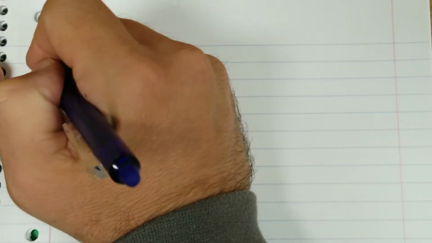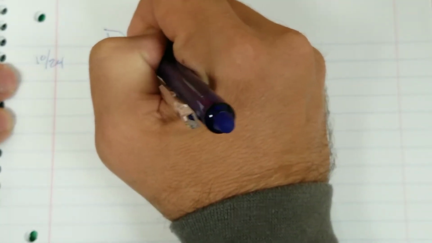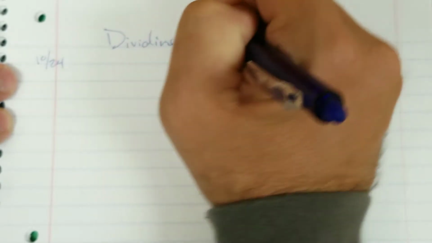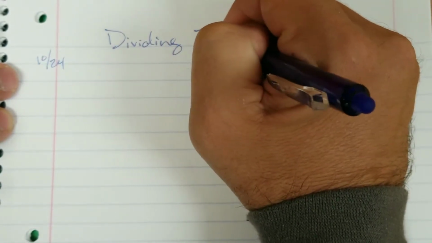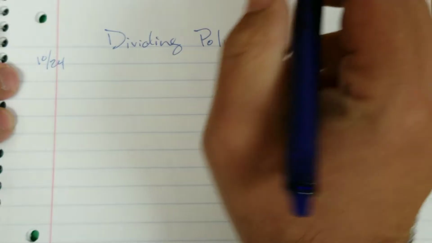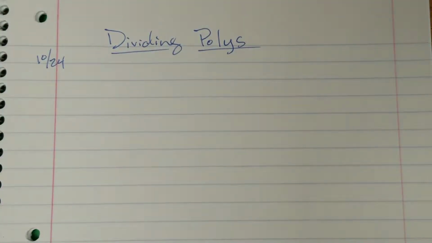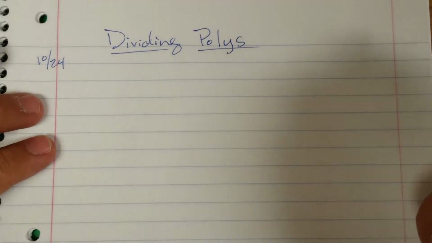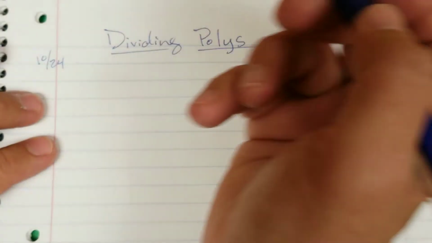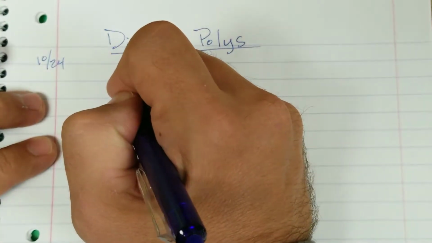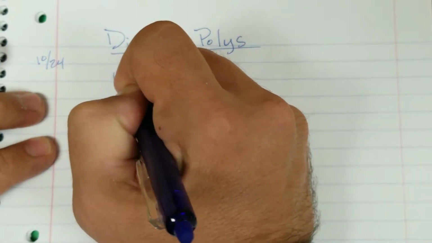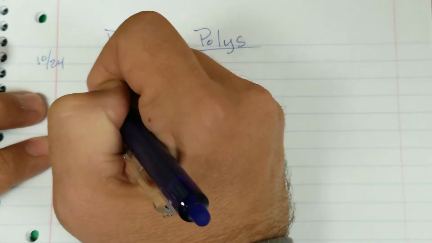Today we are going to work on dividing polynomials. You probably remember this from last year, but we're going to work on long division and synthetic division. So let's start with long division. Let's take just a normal division problem. Let's divide 647 by 5.